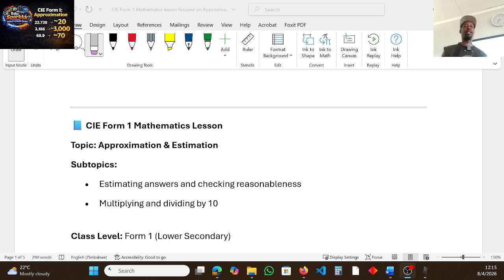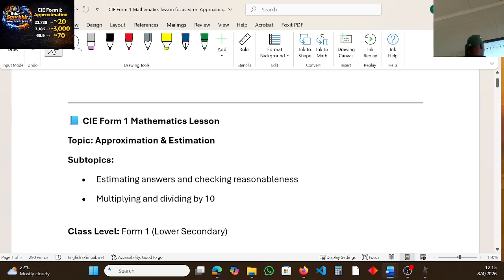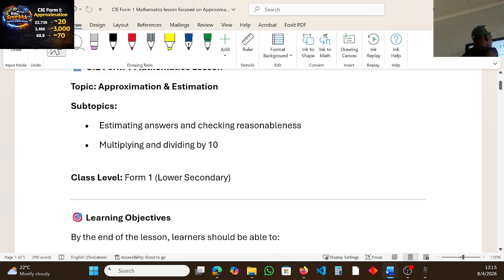This time around, I'm bringing to you a topic under the Form 1 Mathematics syllabus, which is approximation and estimation. The things to cover here are estimating answers and checking their meaningfulness or closeness to the expected solution. This will also involve products of 10, where if you are dividing and there is a zero in front, corresponding zeros will cancel in the numerator and denominator. The same applies when you're multiplying. You simply postfix with a zero.